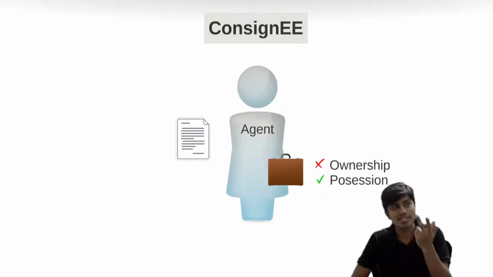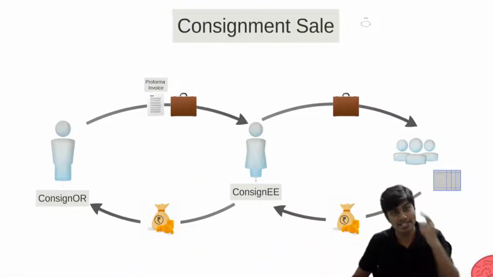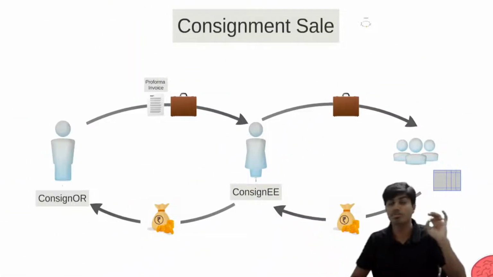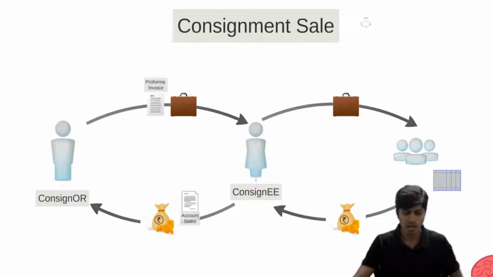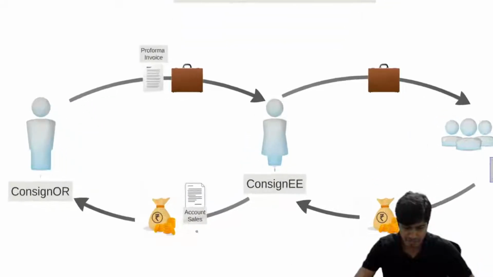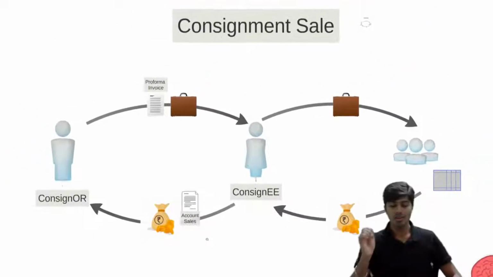What is this? This is called account sales. This document which is sent by the consignee to the consignor, which will comprise all the details of sales, is account sales. What is it? Account sales. Have a look here. This, my friends, is account sales. This is not normal sales. Now, let's see in detail what will be recorded in account sales.